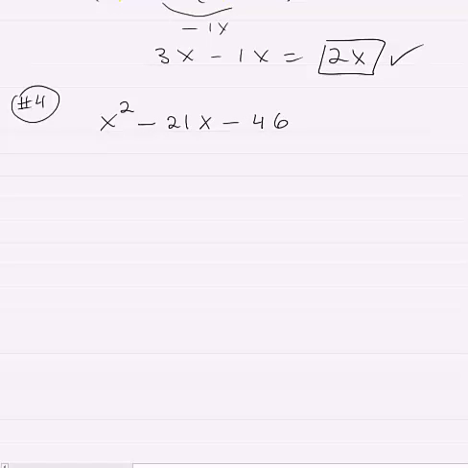Alright, now in this case, you have a larger number. Okay, so you might have more work to do. However, the idea is still the same. You highlight the last term.